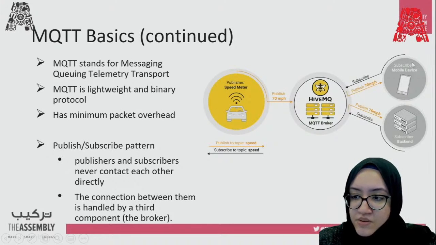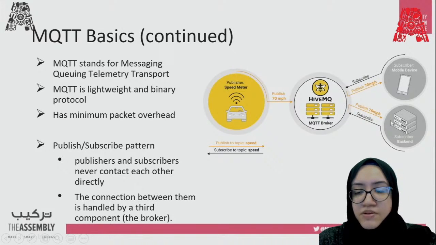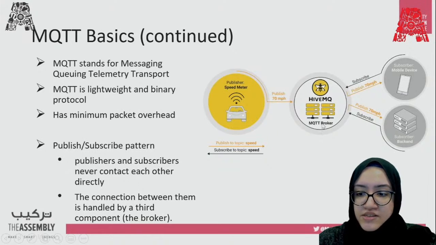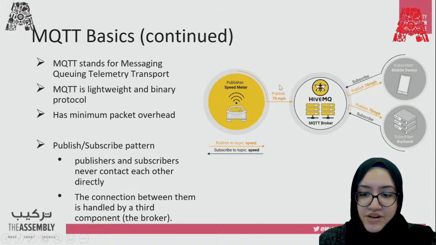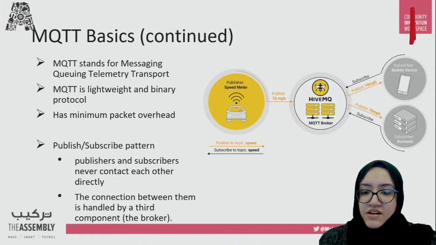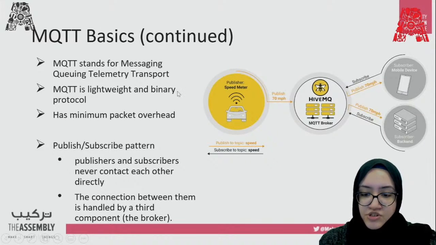And the subscribers, which are a mobile device and a backend, will be receiving those published messages, but they'll be receiving them from the broker, not directly from the publisher. These terms might sound confusing for now, but it will all make sense in just a bit. So what are the advantages of using MQTT? We're using MQTT because it's more lightweight and has less packet overhead than HTTP, and it's very simple to use and very easy to understand.